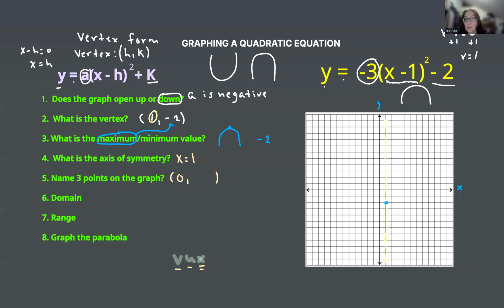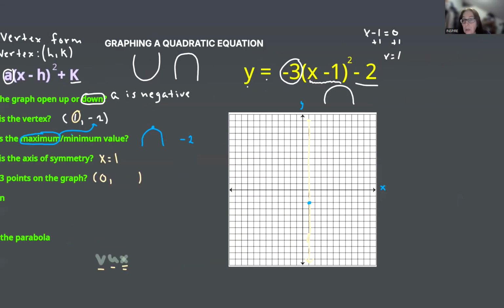So I'm going to just go over here a little bit, and I'm going to take my equation, and I'm going to put 0 in for x. When I do that, all I did was replace x with 0. That's the point I'm using. So when I put 0 in there, I get negative 3 times 0 minus 1, which is negative 1, squared, minus 2. So I get negative 3.